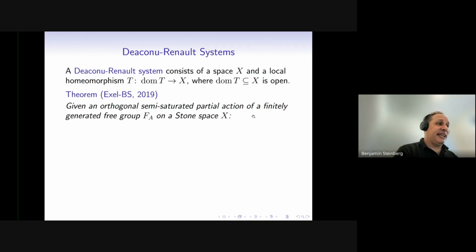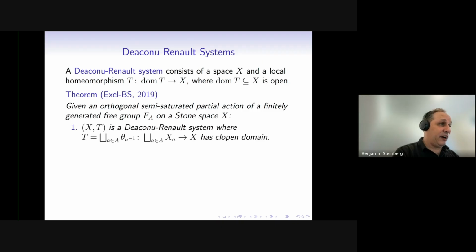It's not strictly speaking necessary, but it will make life easier later on, especially since I would like to have finitely generated free groups. The finitely generated free group does need this to be a stone space, otherwise you'd need an infinite one and you would need conditions on the space. So to make things smooth, I'm just saying that we have this. So we have a semi-saturated orthogonal partial action of a free group on a stone space. Then you get a Deaconu-Renault system by making T the union of the theta A inverses.